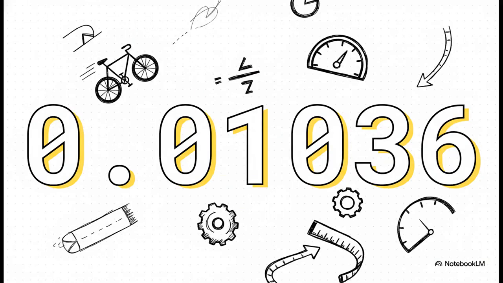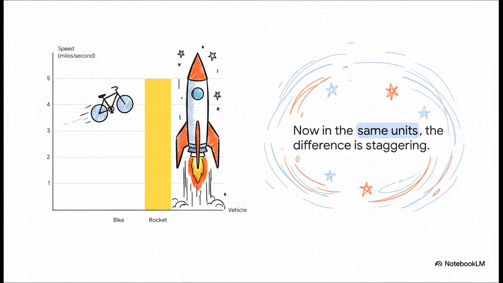Okay, so we crunch the numbers, that's 60 divided by 1.61, and then divided again by 3,600, and voila, we have our answer. The bike is moving at a blistering 0.01 miles per second. And this is where it all just clicks. I mean, look at this chart. You see that tiny little sliver over there on the left? Yeah, that's our bike at 0.01 miles per second. And that towering bar on the right, that's the rocket at a full 5 miles per second. Now that they're finally in the same units, the comparison is staggering. The rocket isn't just a little bit faster, it is on a completely different planet of speed.